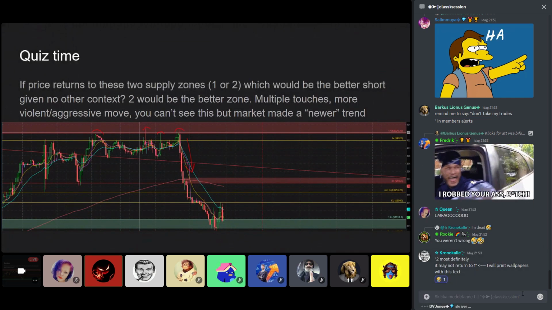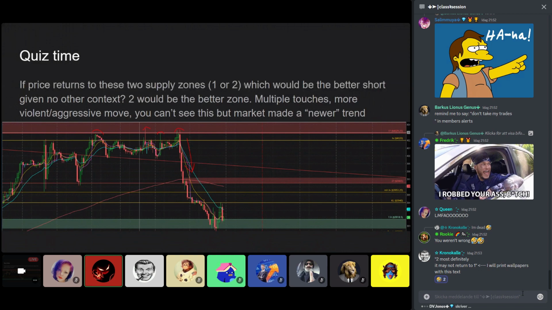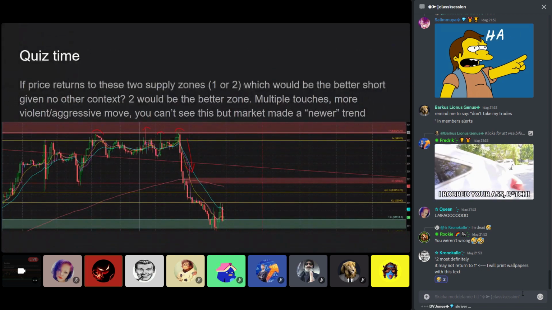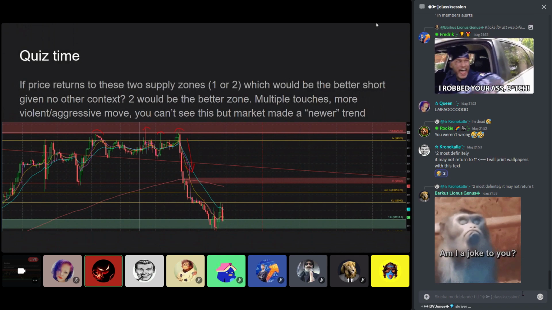Now, one thing Brandon said was price may not return to that zone. But if we're talking about the S&P 500, it's going to return there at some point, at the end of the day. If you talk about some penny stock, well, yeah, the thing might get delisted or something.